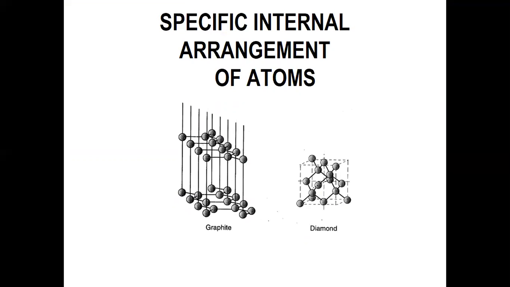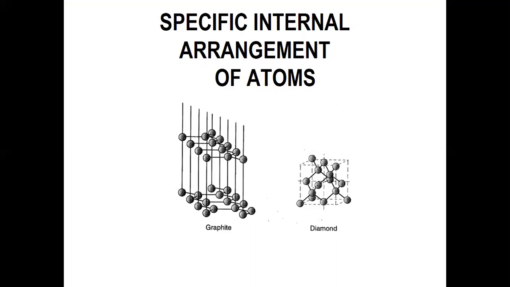So graphite kind of has a lot of space in between the atoms versus diamond where it's very compact. Now graphite, for those of you that don't know, is what your pencils are made out of. So you can easily write with a pencil. You'll see those marks come off from a pencil. So that internal arrangement of atoms is rather loose.